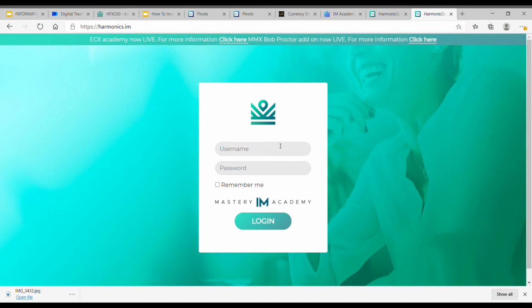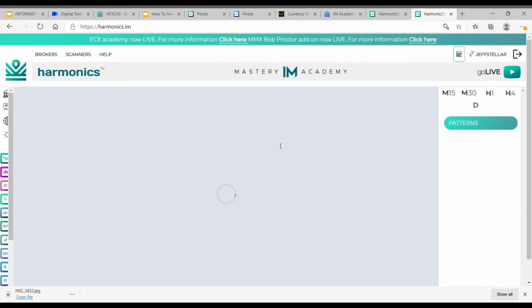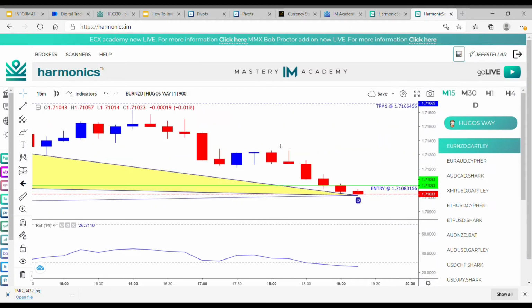So, this is what the login screen will look like. So, just put in your username or your password. And boom, we in, family, we in. So this is what the screen will look like, and this is what it will consist of.